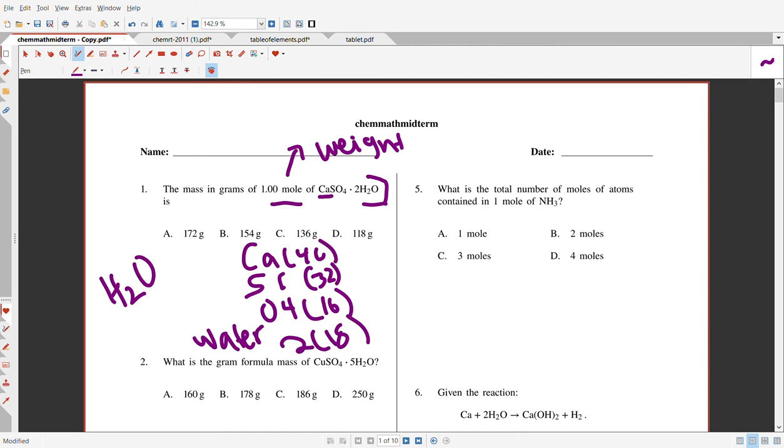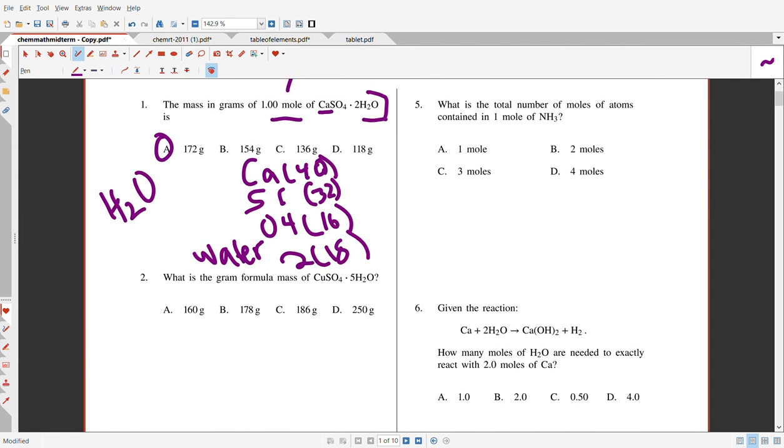So in the calculator, I'm doing 46 plus 32. 4 times 16 is 64. And 2 times 18 is 36. And when I add it up, I get 178. So I don't know what happened here. Oh, because this is 40. I said 46. I was going to say, why am I off? Because I can't read my own handwriting. But that's how you do gram formula mass.